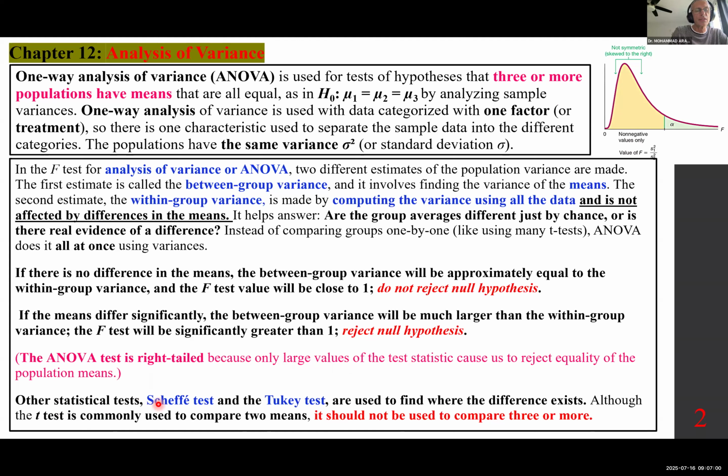Other statistical tests, such as the Scheffé test and Tukey test, are used to find where the difference exists. If there's no difference, so be it. If there's a difference, where does it exist? Although the t-test is commonly used to compare 2 means, it should not be used to compare 3 or more. So for more than 2, you go with the analysis of variance.